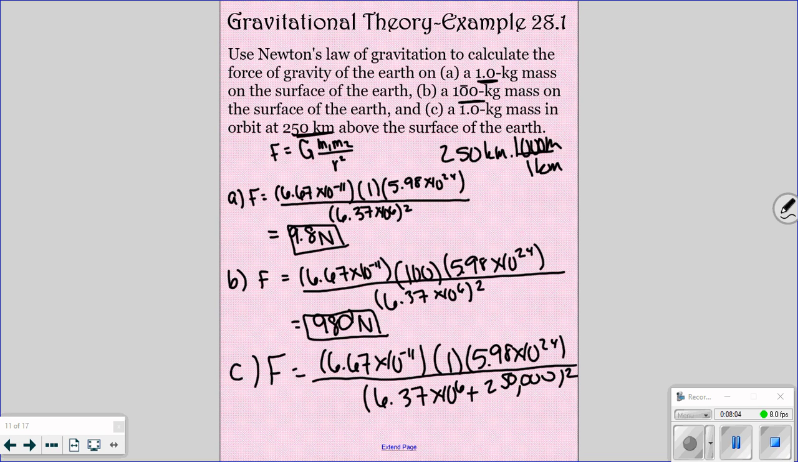So now we're going to plug that into our calculator. And so if you plug that in and go to 2 sig figs, you're going to get 9.1 newtons for your answer. So that's how you use that formula. It's not terribly difficult. You just have to make sure that you're paying attention to all of the information they give you.